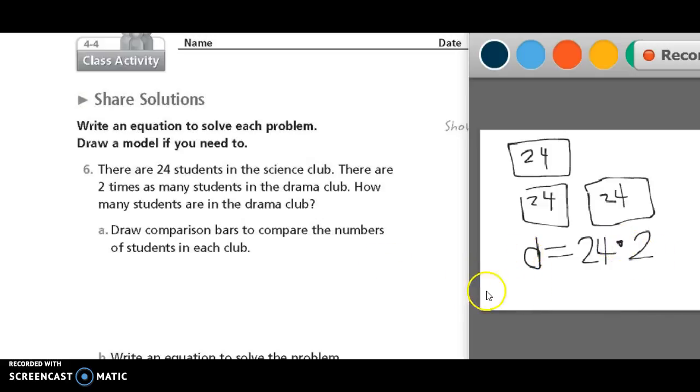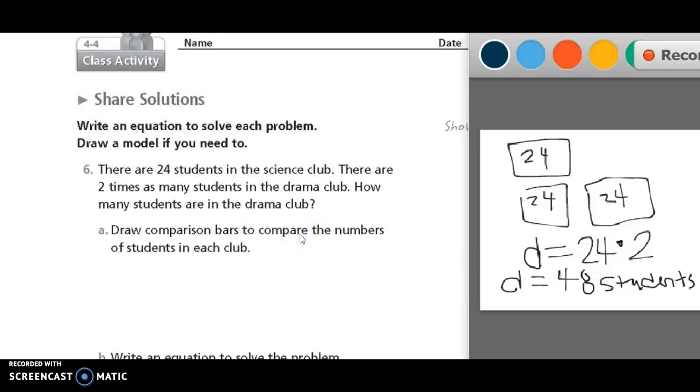So how would I write this? How would I answer? I say D equals, what is my answer? It's going to be 48. So there are 48 students in the drama club, because we said that there's 2 times as many as in the science club.